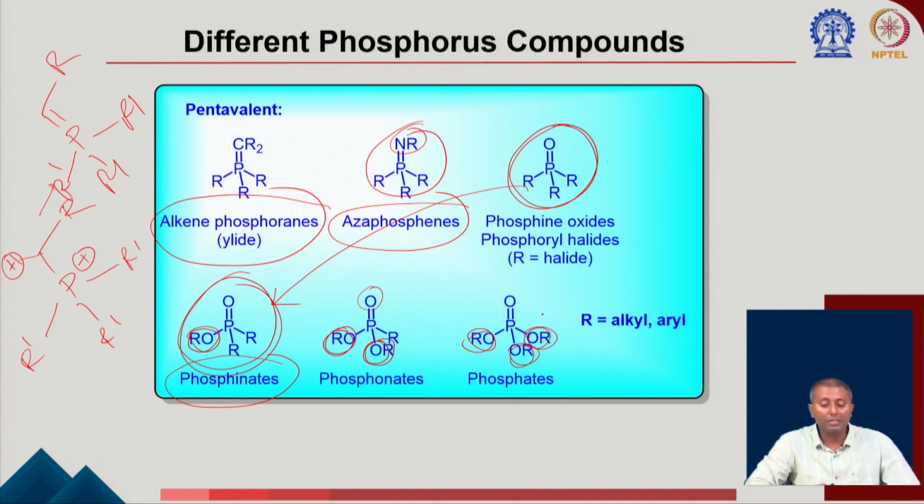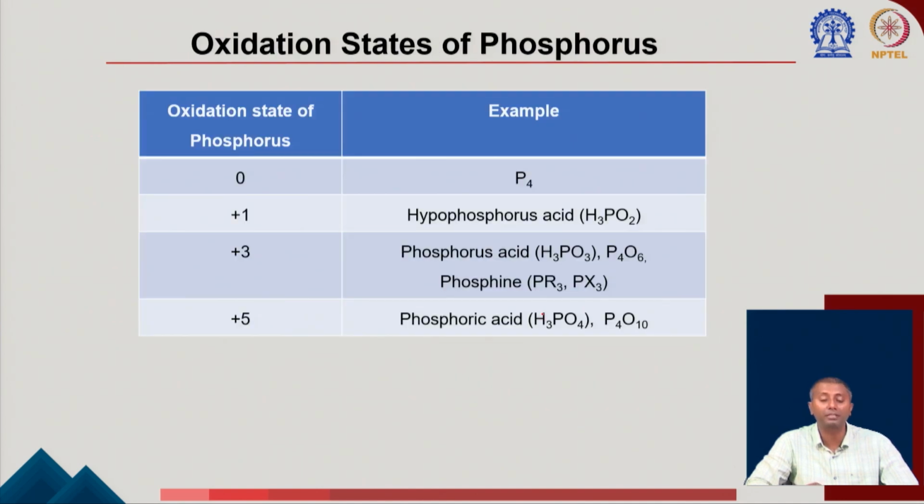Again, there are also phosphorus based acids like phosphoric acid, and of course other different phosphorus compounds, but most of them you will see in these two classes, either trivalent or pentavalent, and with very few structures tetravalent, like the one we have already mentioned. So that's the structure. Now come to the oxidation state.